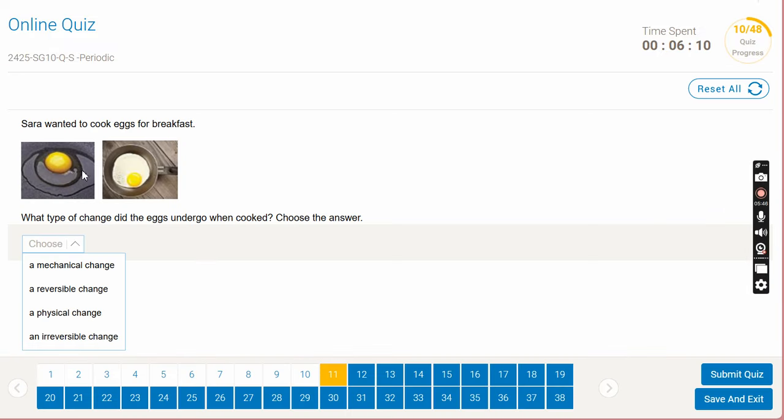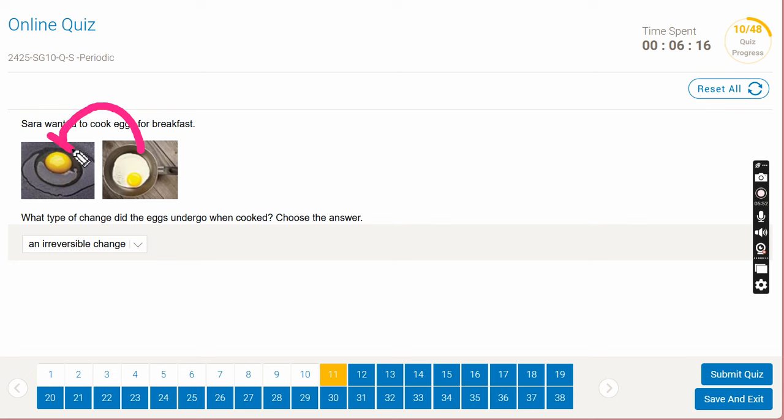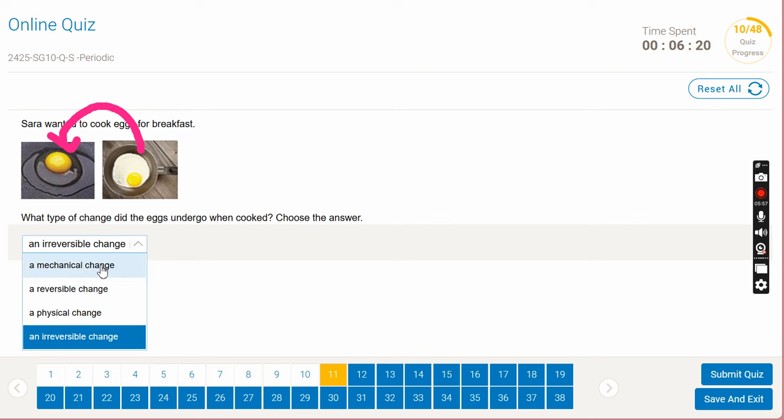What type of change did the eggs undergo? This is irreversible change. Like you cannot make the egg go from this is cooked, right? So you cannot make it uncooked. And mechanical change is something that you break. So it's not, you didn't break the egg. I mean, break it as like have a tear here. You did break the egg to open it, break the shell to open it.